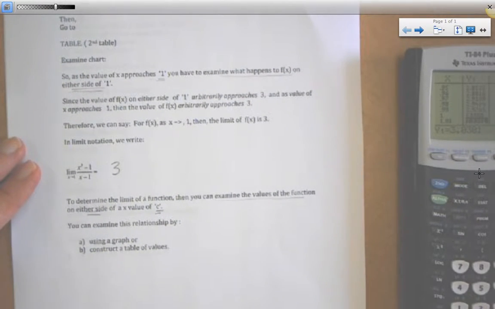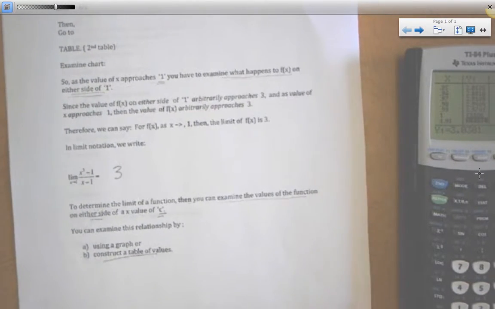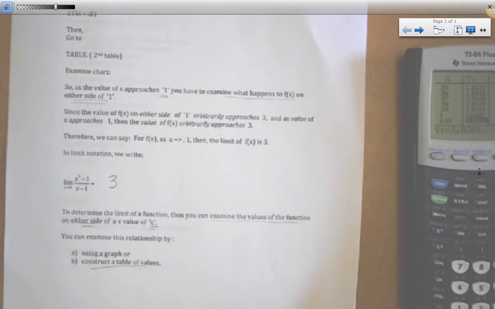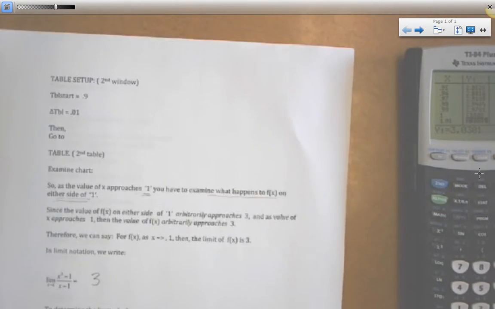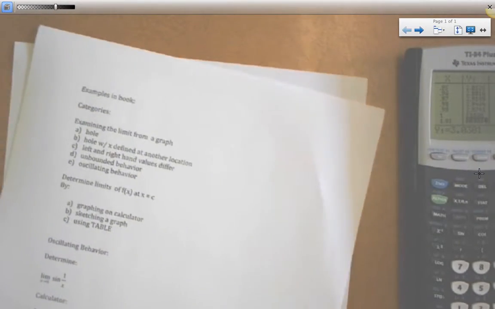You can use a graph, like on page 1 of our notes, or a table of values. You can use the table set in your notes or on your calculator, or make your own table of values. All right, let's look at a couple of other categories.